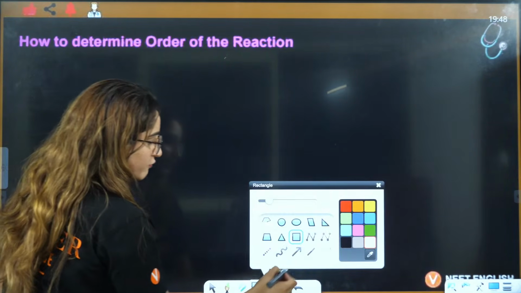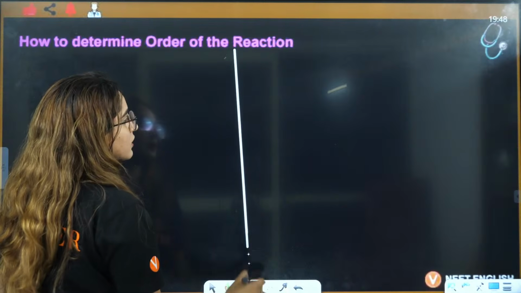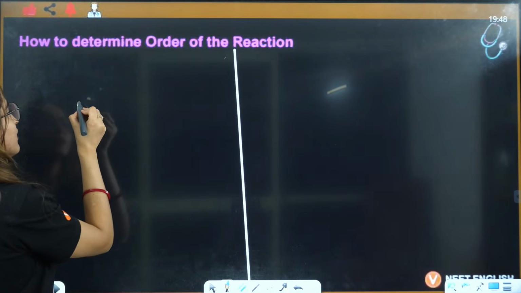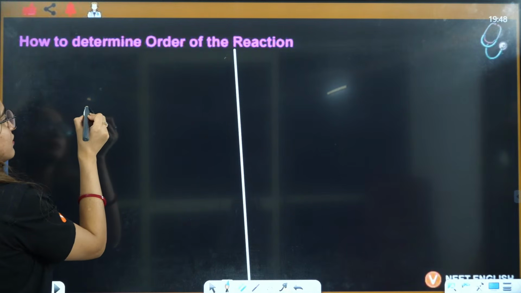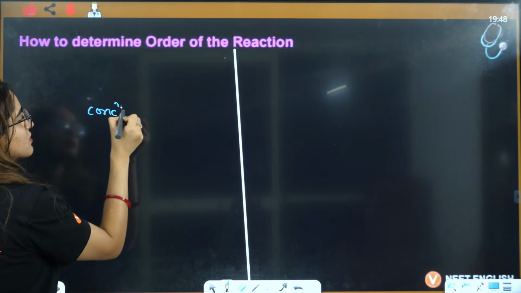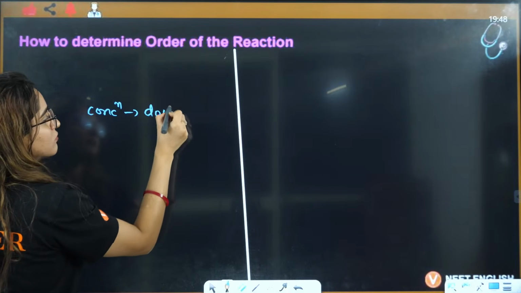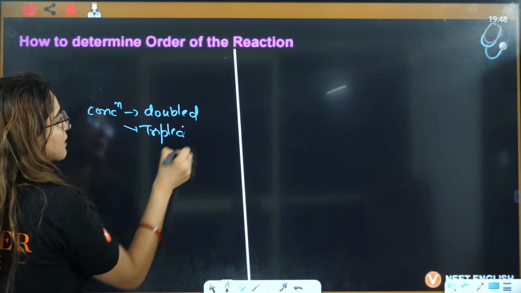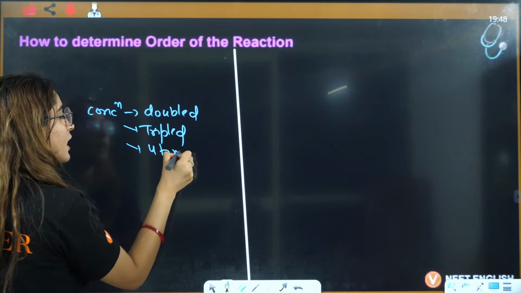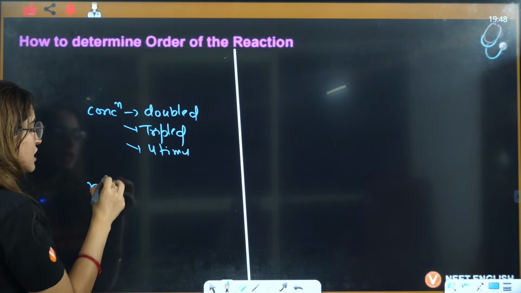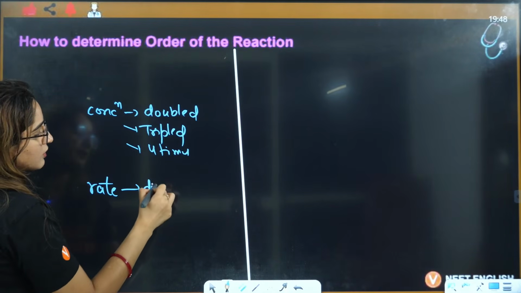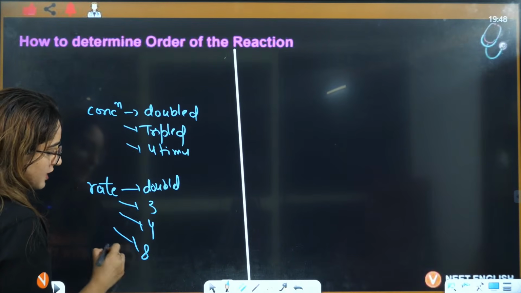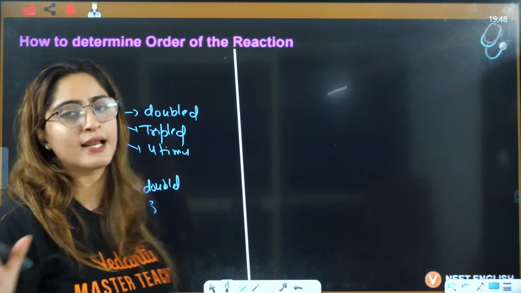So one way, I'll just write here how they ask you the question. They will say concentration is doubled, or sometimes they will say concentration is tripled. Sometimes they will say it is increased 4 times. Then they will say rate is doubled, then rate is tripled, or rate is 4 times, rate is 8 times, rate is 16 times, something like this.